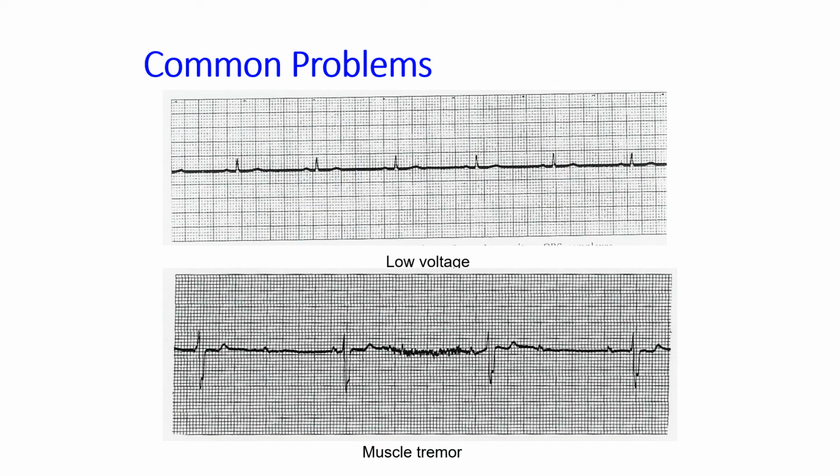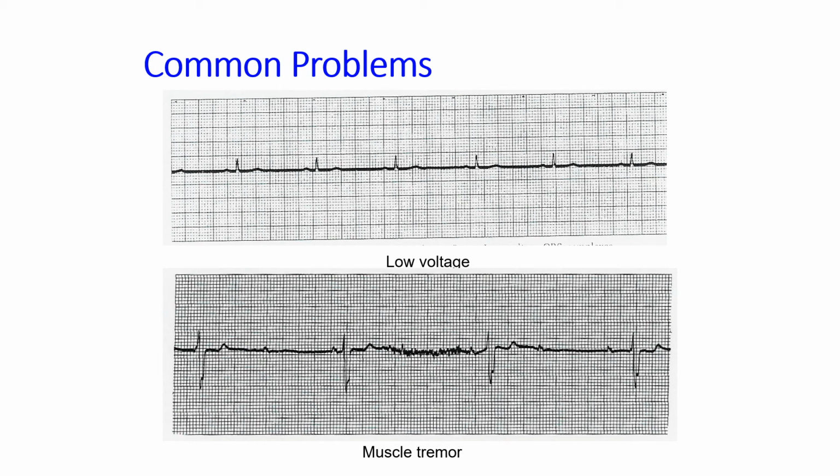Other common problems, and the top one, is low voltage. We talked about this a little bit earlier, where patients who are obese or have a lot of edema or have a barrel-shaped chest, again, it's looking from the outside in, might make the complexes look very small. You can increase the gain, or what we call sensitivity, or the size on the ECG to make them look bigger. And again, sometimes you would have to do that to make sure that they can pick up the rate.